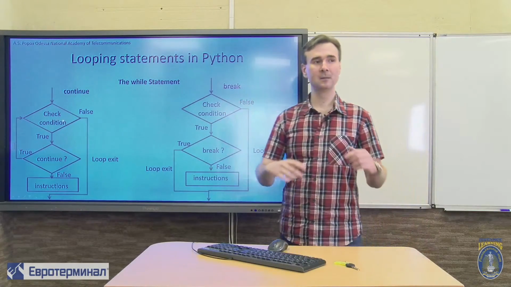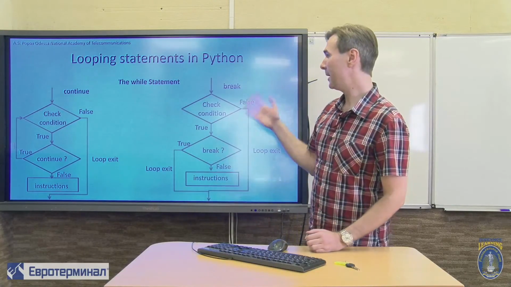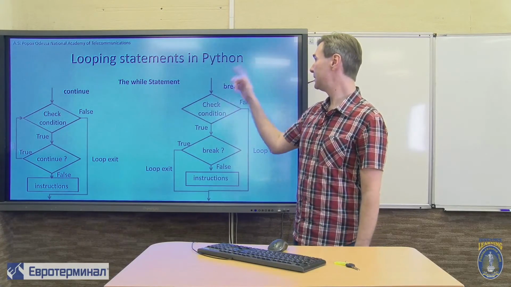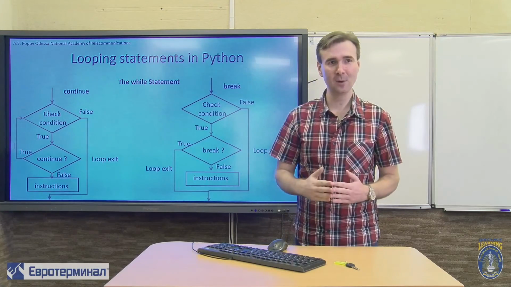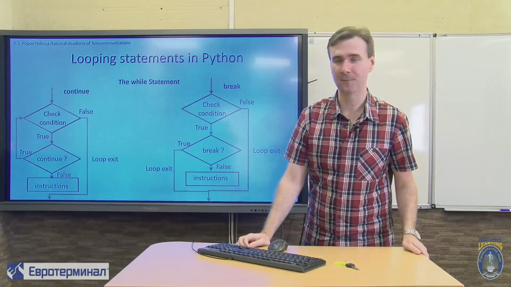So the cycle starts from a new iteration. So the cycle continues. And that is a difference between continue and break. Break actually breaks the cycle, while continue passes to the new iteration of the cycle.